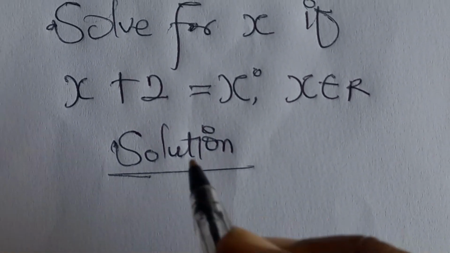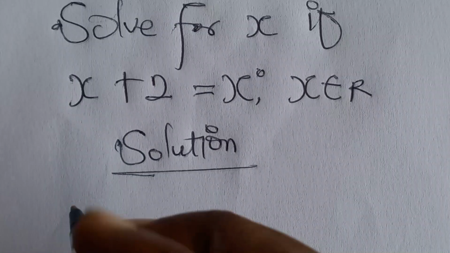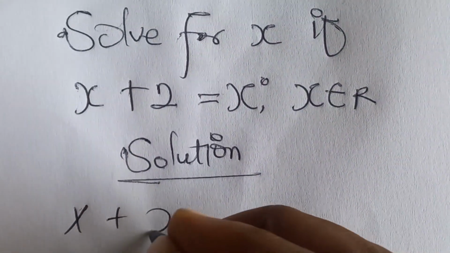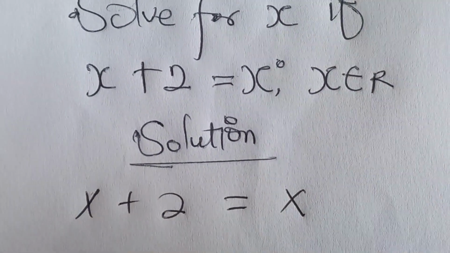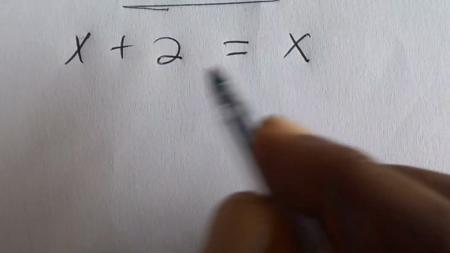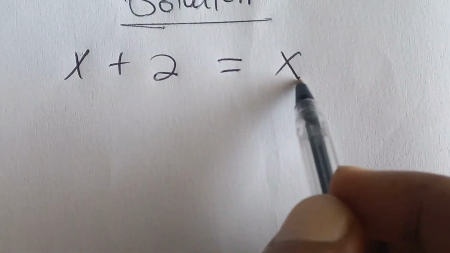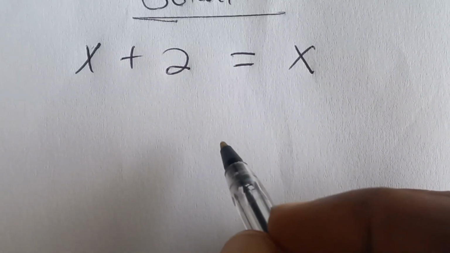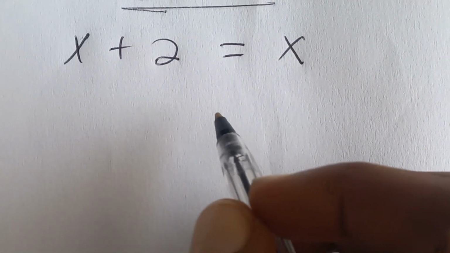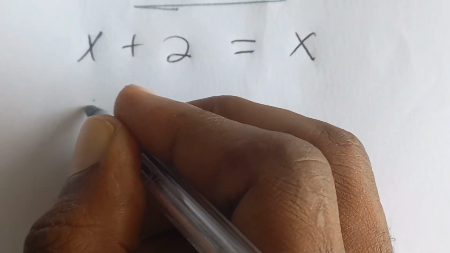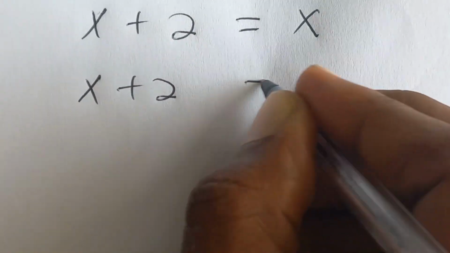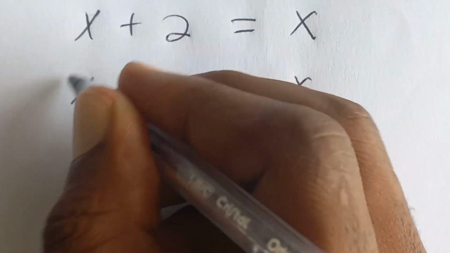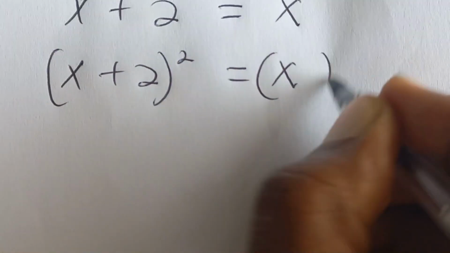So we are looking for x in this case. We have x plus 2 is equal to x. Now to solve this, if you group like terms, you see that our equation will become invalid. So now what we have to do is, x plus 2 is equal to x, we square both sides of this equation.